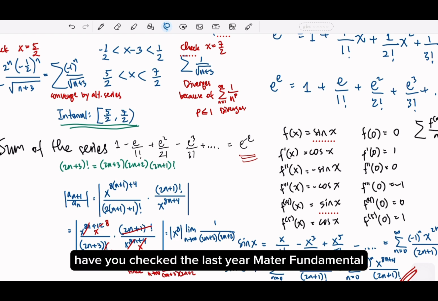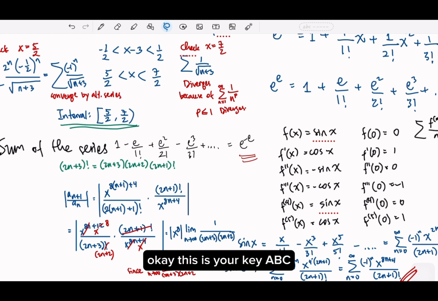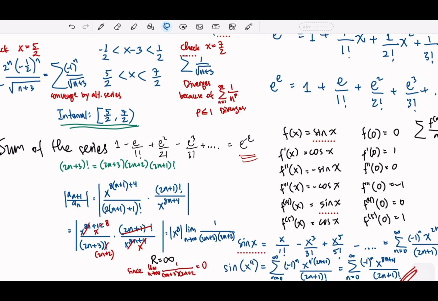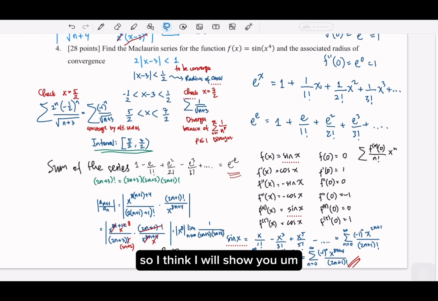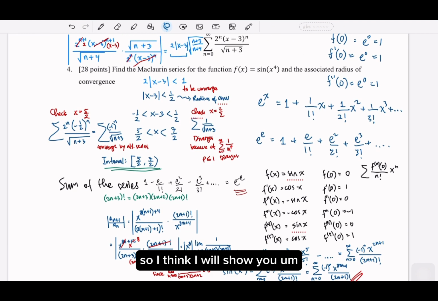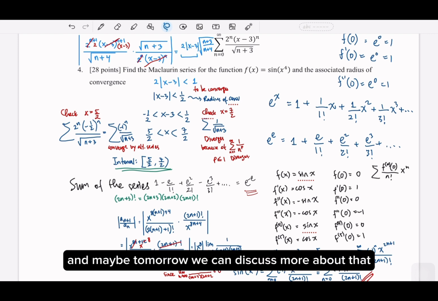Have you checked last year's midterm on Moodle? Does your TA give the answer key already, or not yet? I have another one from last year, so it's actually the same but for a different class. I think I will show you how, and maybe tomorrow we can discuss more about that.